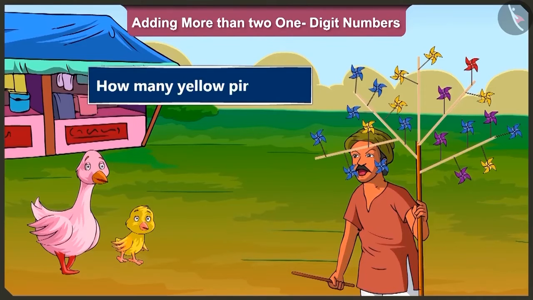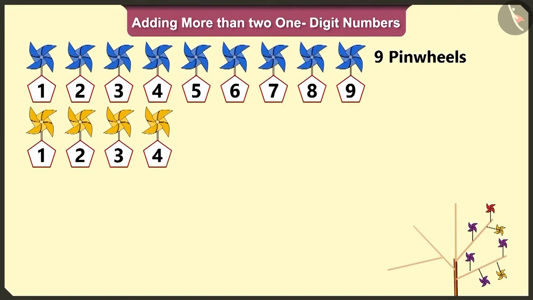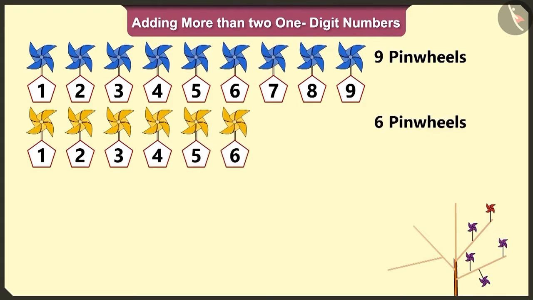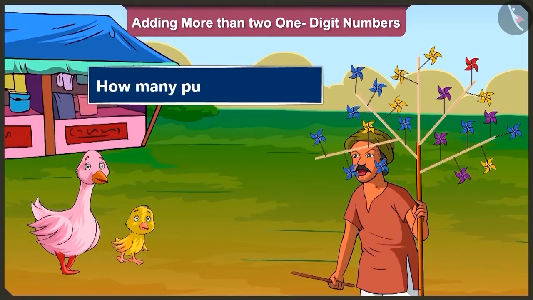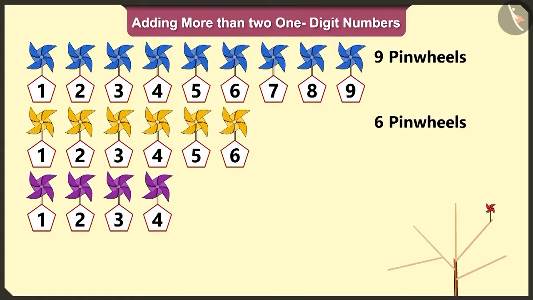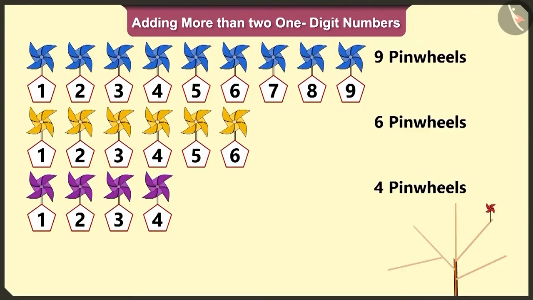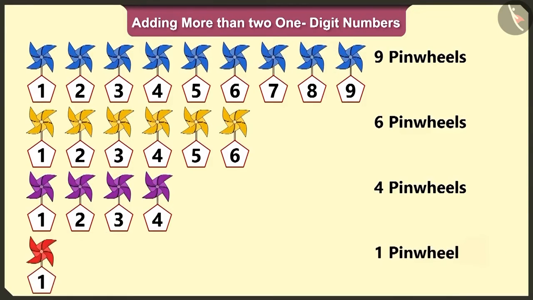How many yellow pinwheels are there? 1, 2, 3, 4, 5 and 6. There are 6 yellow pinwheels. How many purple pinwheels are there? 1, 2, 3 and 4. There are 4 purple pinwheels. And how many red pinwheels are there? There is only 1 red pinwheel.